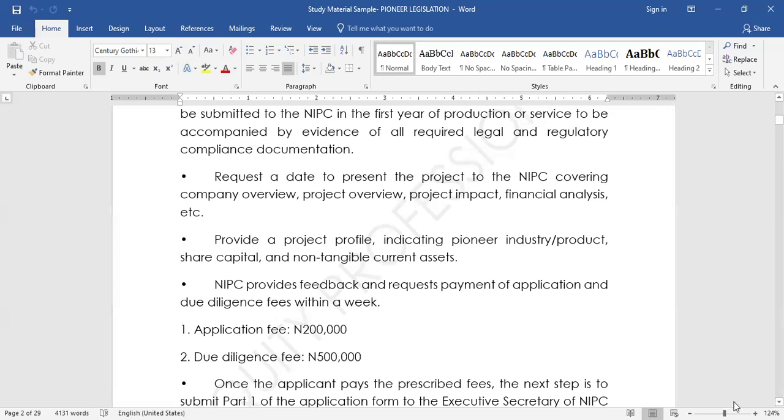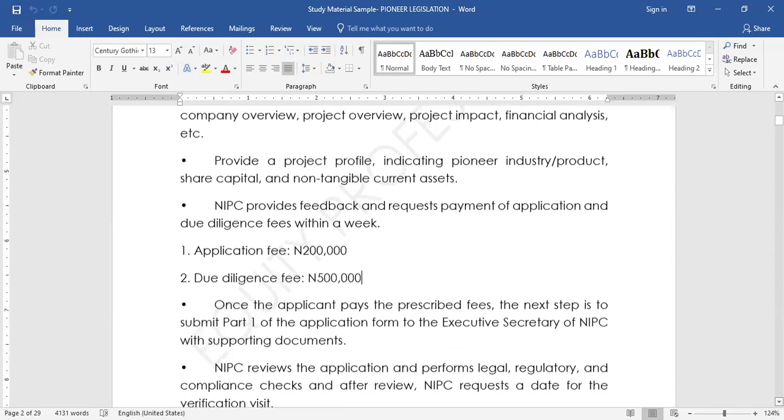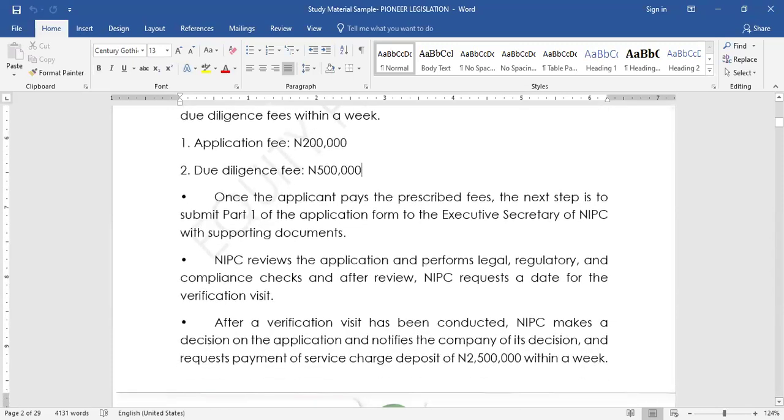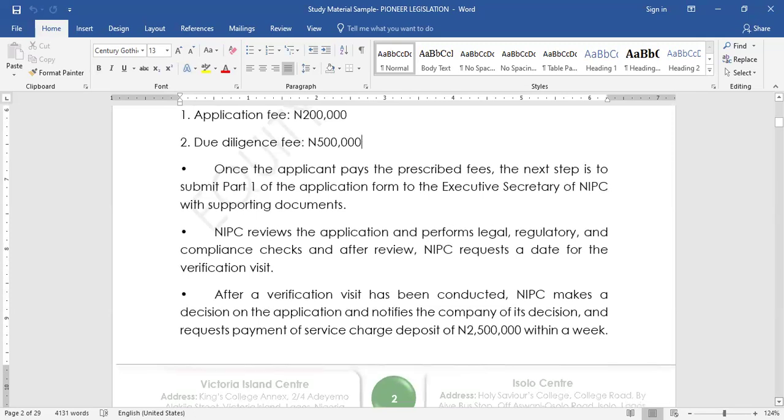Once you have made your payment for the application fee and due diligence fee, the next thing is to submit your application form to the Executive Secretary of NIPC with supporting documents. Once NIPC receives your application form, the next step is that they will review it, in order to confirm whether the application form complies with legal, regulatory, and compliance requirements.